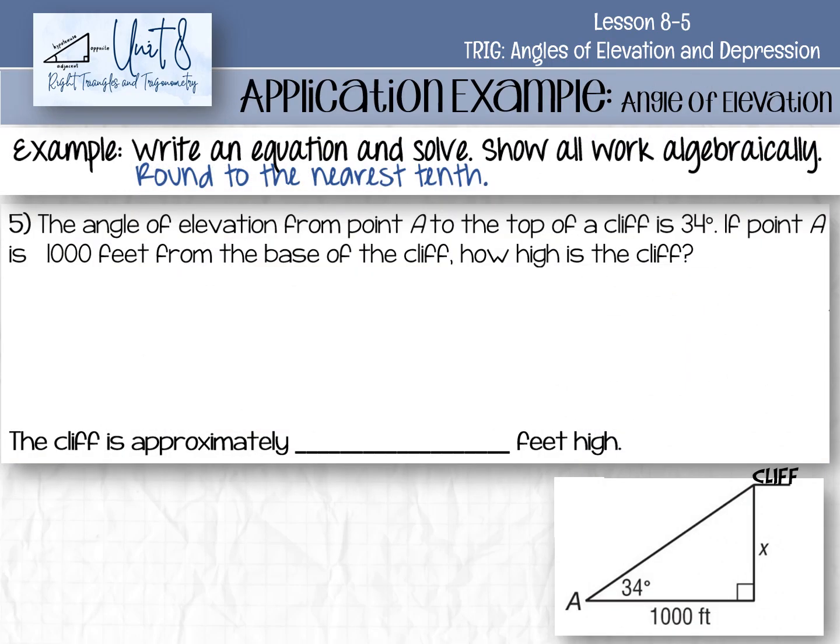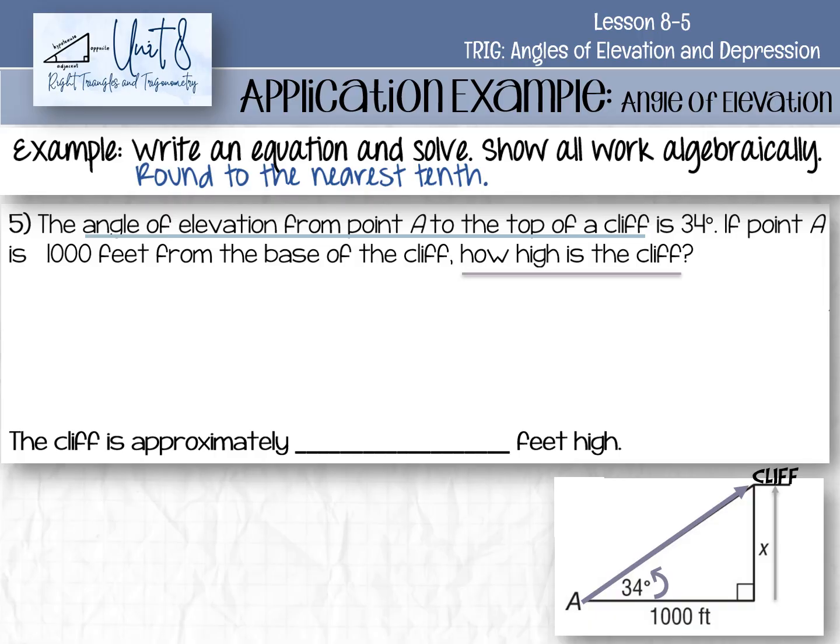Write an equation and solve. Show all work algebraically, round to the nearest tenth. The angle of elevation from point A to the top of a cliff is 34 degrees, and it's already marked on the diagram. If point A is 1,000 feet from the base of the cliff, which is already marked as well, how high is the cliff? So that's what we're looking for.